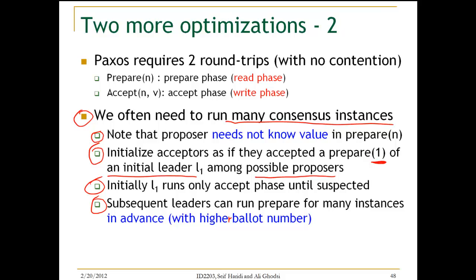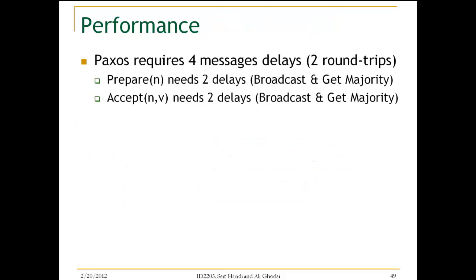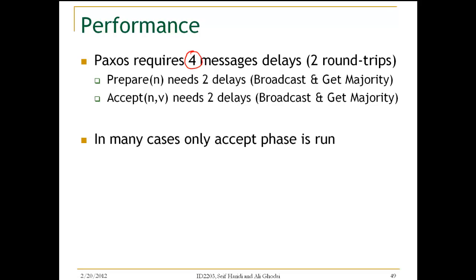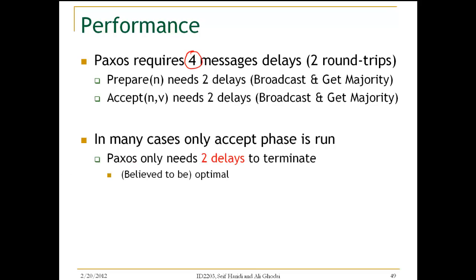So we have a situation now where we are quite often running the algorithm using only one round trip. So performance: in general, Paxos requires 4 message delays, 2 round trips. In many cases, only accept phases run. So Paxos needs only 2 delays to terminate, and this is believed to be optimal.